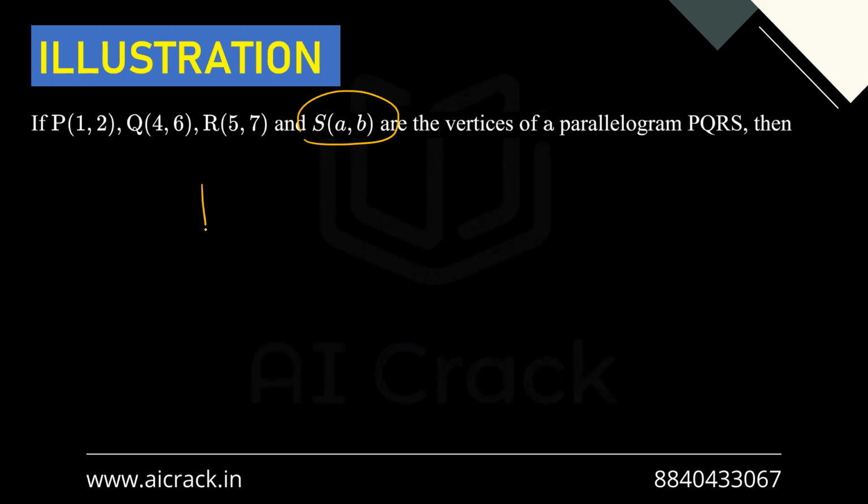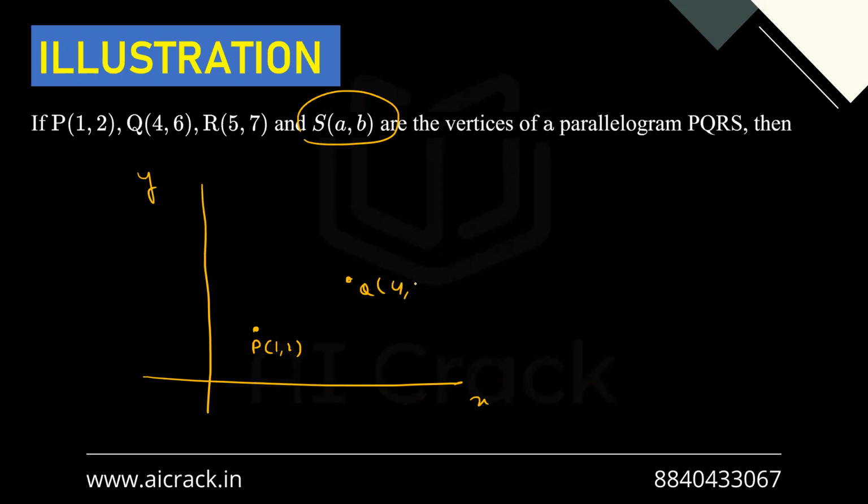So let's try to plot the coordinate axis first. So this is x-axis, this is y-axis. Let's say this is our point P, 1 comma 2, and Q should be somewhere over here. That would be 4 comma 6. R should be somewhere over here, 5 comma 7, that is R. So obviously in such a case, S should be somewhere over here to make a parallelogram out of it. So we have this kind of parallelogram.